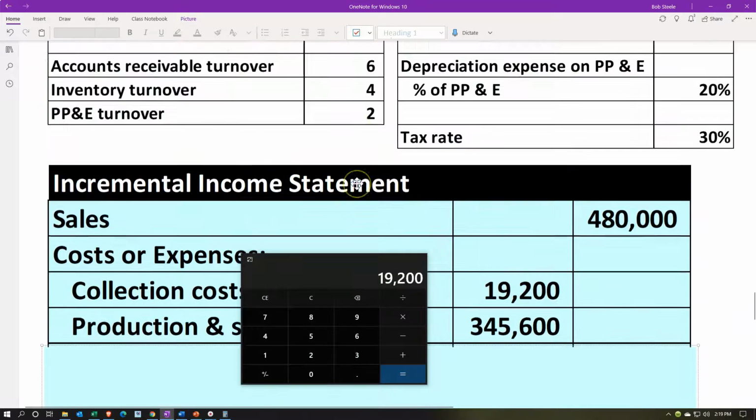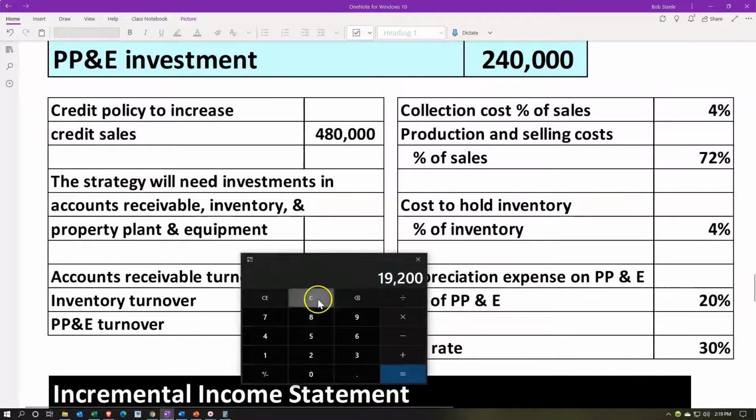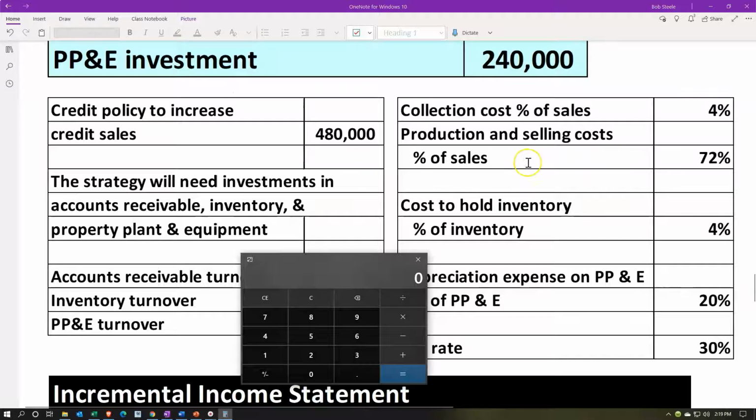Then we have the production and selling costs. So we're going to say that's going to be a percent of sales as well. These are kind of like the normal expenses that would be part of our production process or selling costs that we would normally have. We might get this by starting with the profit margin and taking 100% minus the profit margin to think about what the production and selling cost percentage of sales would be.